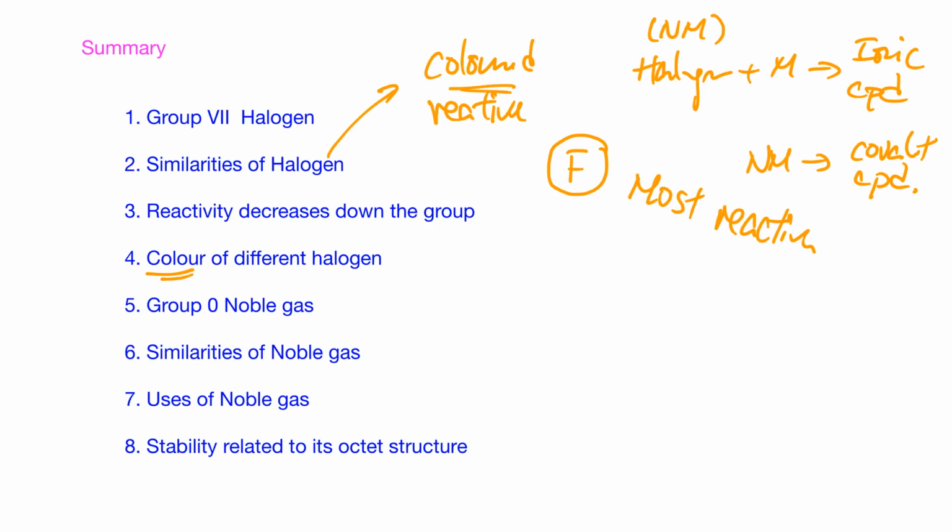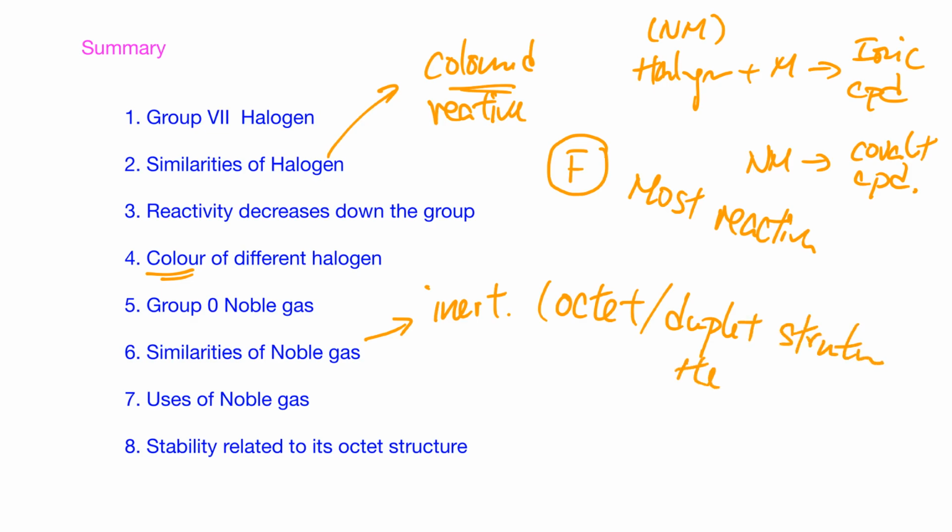And then group 0 is the noble gas. We also call that group 8. They are inert, they have no reactions, very stable. All this is because of the octet structure and the duplet structure, which is for helium, found in the outermost shells of the noble gas.